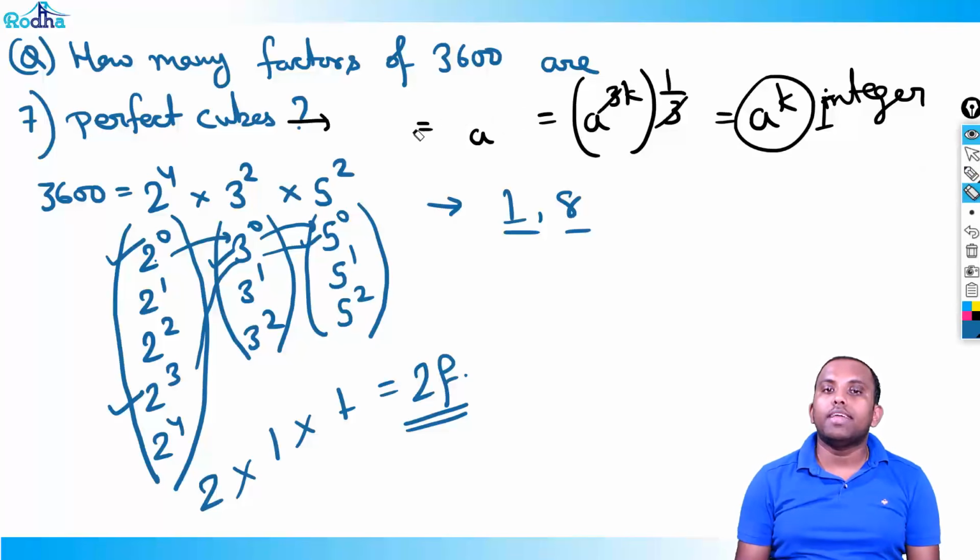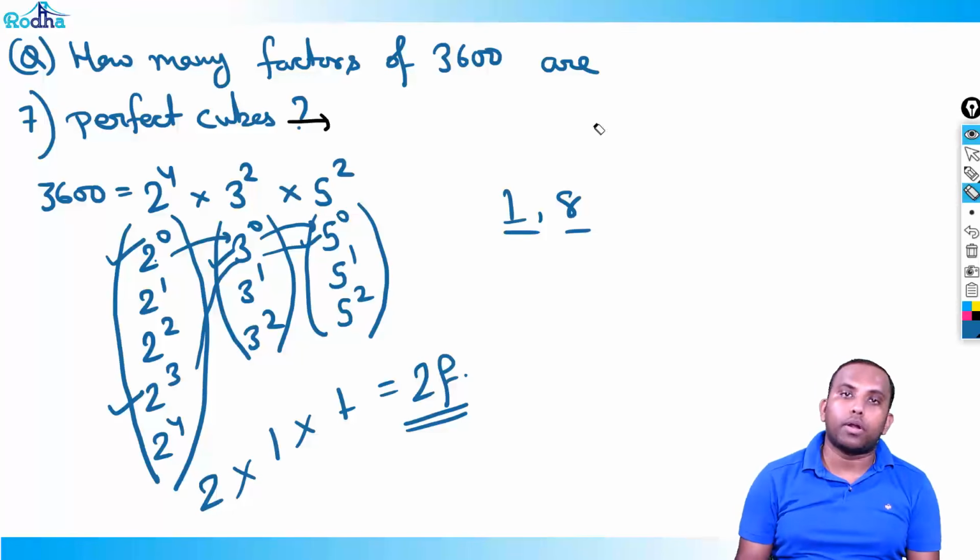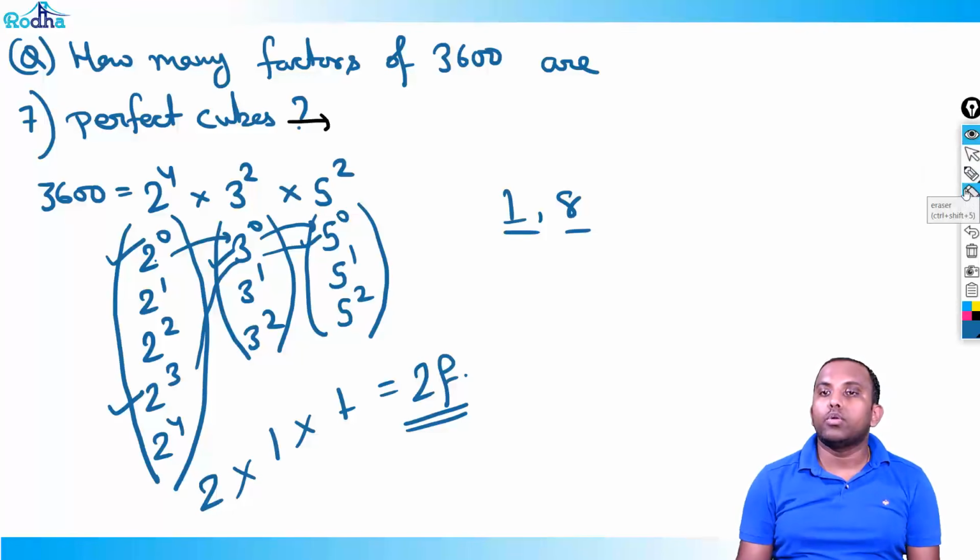Again, same funda I'll do, right? What we did in perfect square. So in perfect square, we divided by 2 and plus 1, because dividing by 2 means how many multiples of 2 are there, and plus 1 means for the 0 part, right? So same funda I can do here also, method 2.